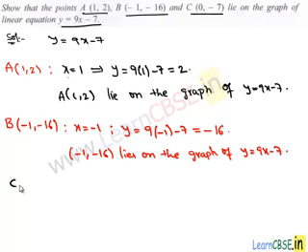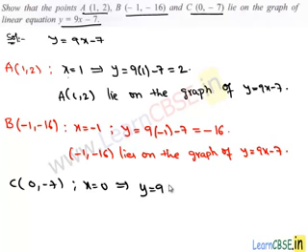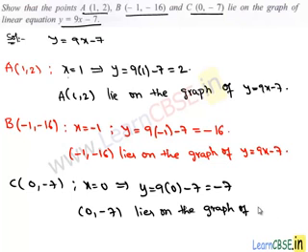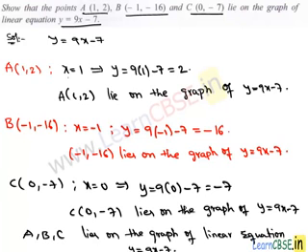Similarly, we have the third point, which is (0, -7). Let's take its x coordinate, that is 0, and substitute it in the equation y is equal to 9x minus 7. We have y is equal to 9 times 0 minus 7, which is equal to -7. Therefore, (0, -7) also lies on the graph of y is equal to 9x minus 7. From these three statements, we can say that A, B, C are the 3 points which lie on the graph of the linear equation y is equal to 9x minus 7. And this completes our solution.